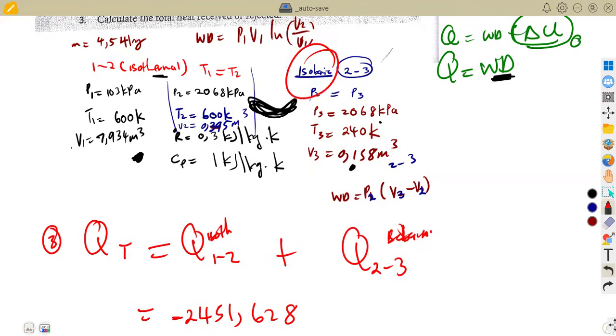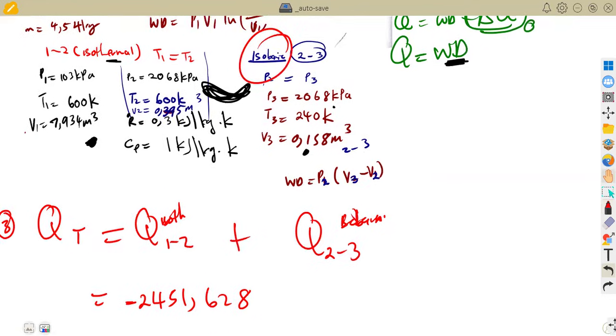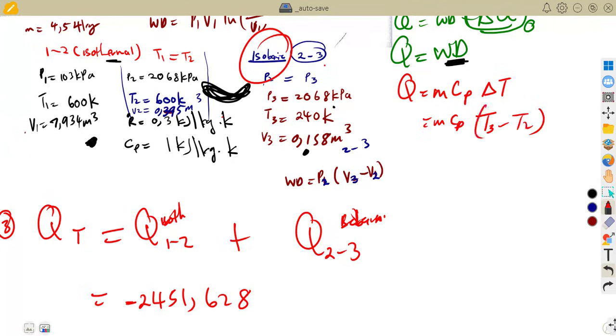But what about isobaric? How do we calculate the Q of an isobaric? Under an isobaric, remember I said for the Q, we use mCp times the change in temperature. Since the isobaric process is occurring between the stage 2 to 3, the change in temperature is going to be T3 minus T2. So that means we are using mCp T3 minus T2. Final minus initial. So this is what we want.